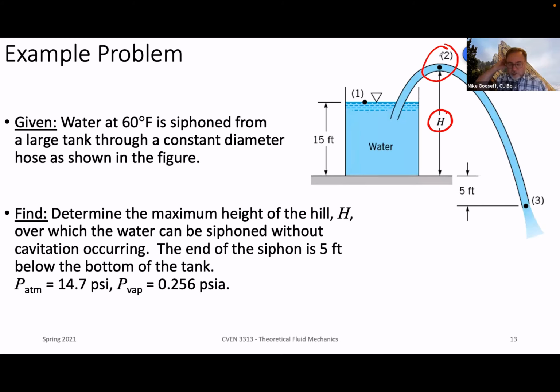All right, so water at 60 degrees Fahrenheit is siphoned from a large tank through a constant diameter hose as shown in the figure right here. We're already given point number 1, point number 2, and point number 3. And by the way, this is example 3.10, maybe from your book.